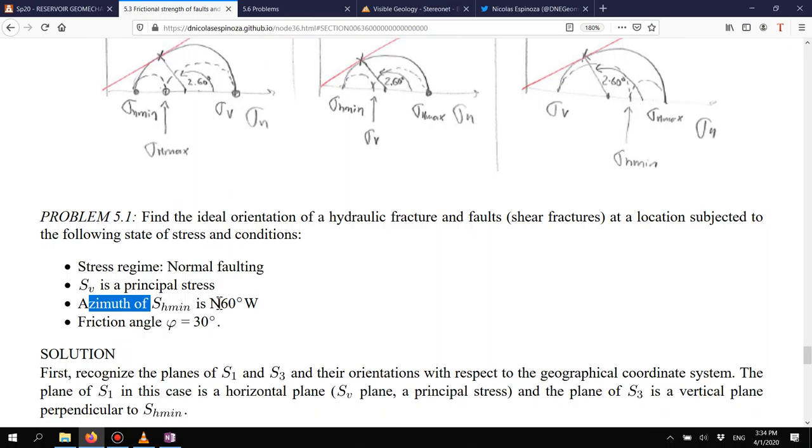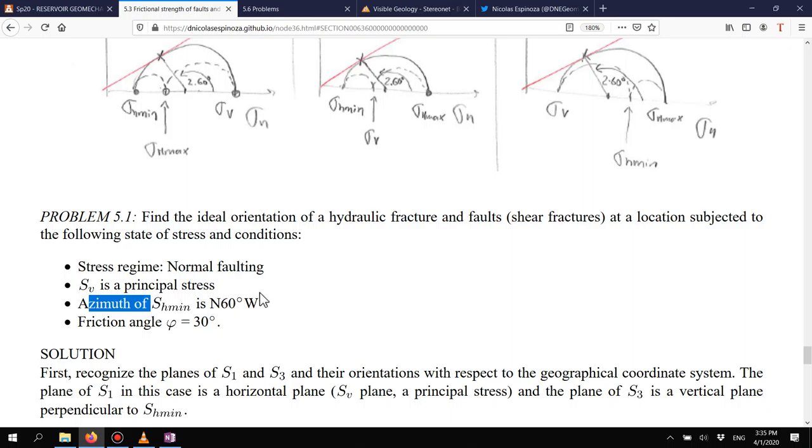Just pause your video and try to solve it on your own and see if you can get to the solution. I'm asking you, again, to find the ideal orientation of the hydraulic fracture, something that you should know by now, but I'm asking you now the extra effort to write what would be the strike and dip for such plane, the plane of the hydraulic fracture. And also the strike and dip for the two possible solutions of a shear fracture. So go ahead and try to do that. Pause your video, and once you have your solution, then play the video again, and I'll tell you what the solution is.